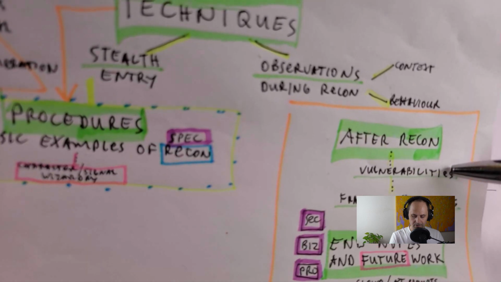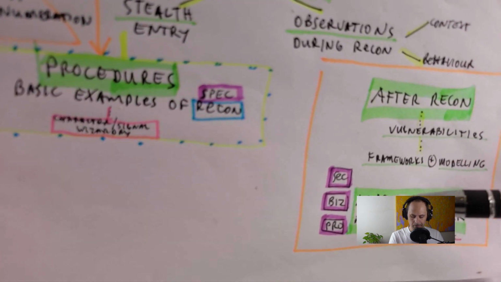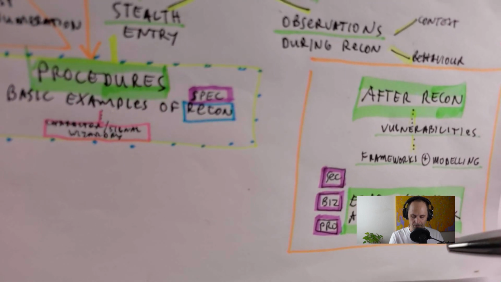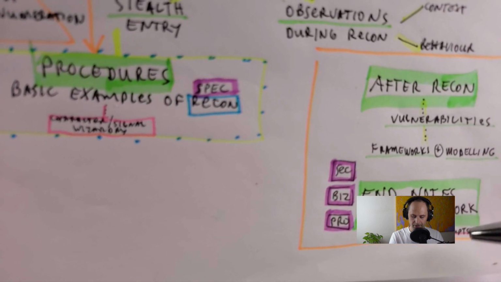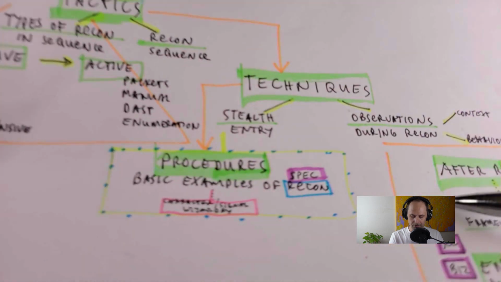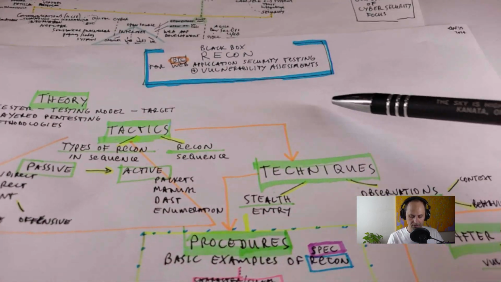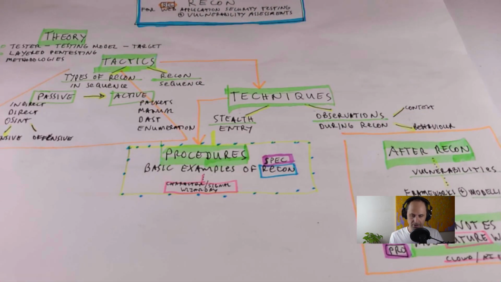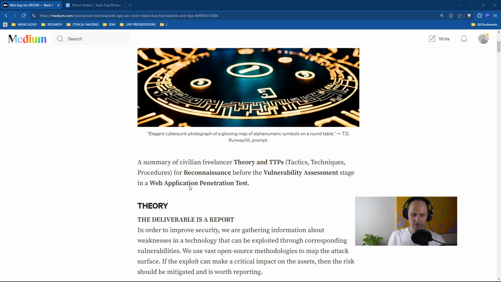After this, we'll talk about vulnerabilities a little bit, and frameworks and modeling. And then the endnotes and future work is all related with the secret layer, business layer, and professional layers. And then there'll be a little mention of cloud and AI prompts at the end. So we're traveling like this through these sections. And let's get started here with the article. I'm going to be showing some links eventually.